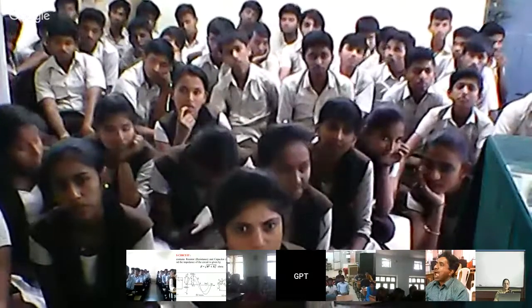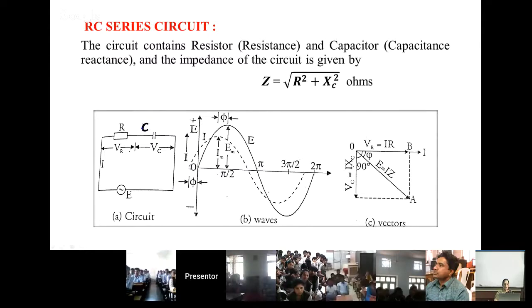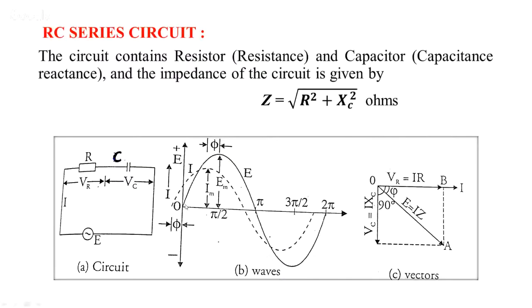The current and the voltage are not reaching zero and peak values simultaneously. In this case, you can see the current has already started. Voltage is yet to start from here, 0. Here, the current has already reached the peak value. After some time, the voltage is reaching the peak value. Here the current has reached 0, whereas at the same instant of time, the voltage is yet to reach 0.